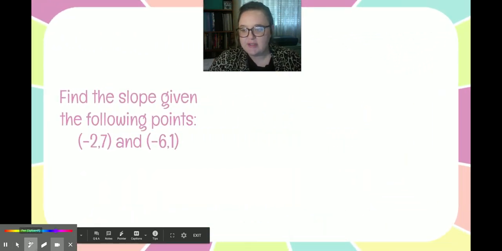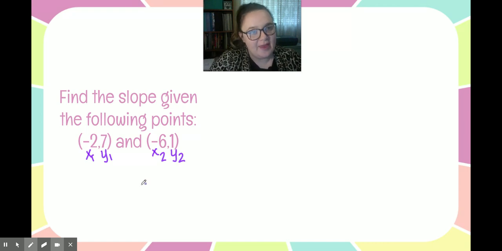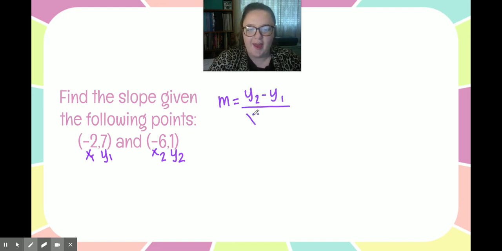It's another 2 points. So this one says find the slope given the following 2 points, -2, 7 and -6, 1. Again, we're going to label these points, right? There's an x part, a y part, and both of these are in point 1. An x part, a y part, and both of these are in point 2. So now that we've labeled, we're always going to write that formula. So m equals y2 minus y1 over x2 minus x1. And we have all of those parts to fill into this formula.